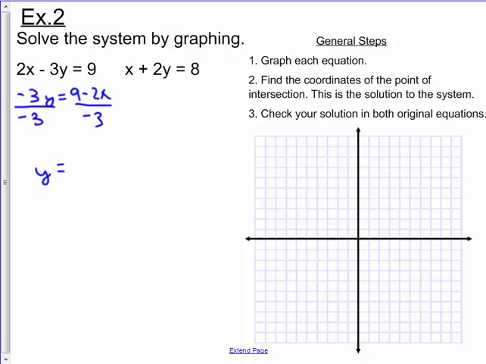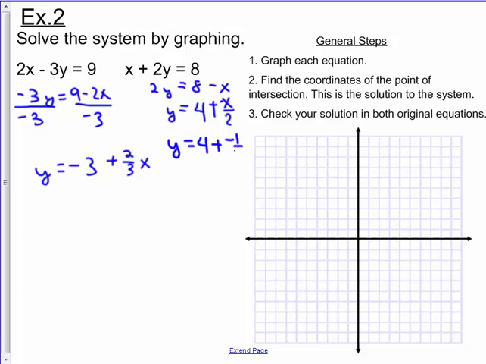So I'm going to get y alone in the first one here. I'm going to subtract 2x. I'm going to divide by -3. I get y equals -3 plus 2/3 x. I'm going to do the same thing with the second equation. Move the x over. 2y equals 8 minus x. I get y equals 4, and then plus -1/2 x there.